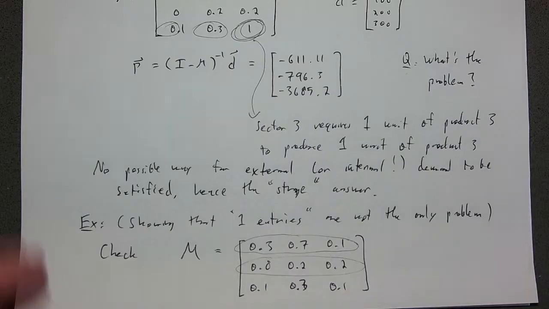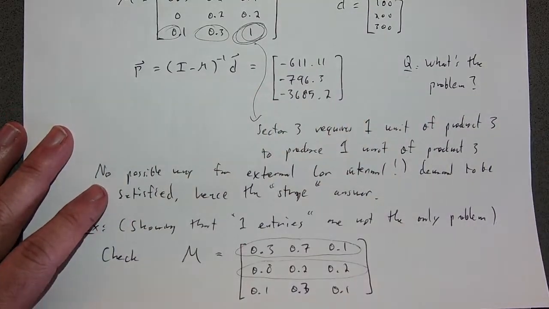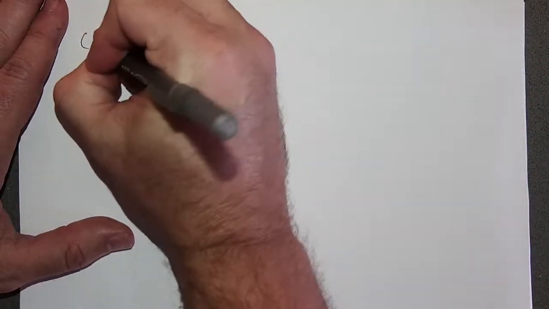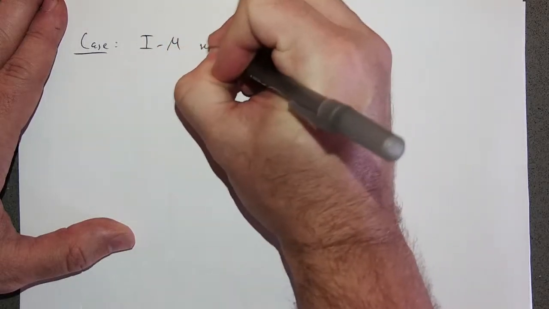So, everything we did there was showing you how it works when I minus M is invertible. Now, just for completion's sake, let's talk about when I minus M is not invertible. So let's do the case that I minus M is not invertible.